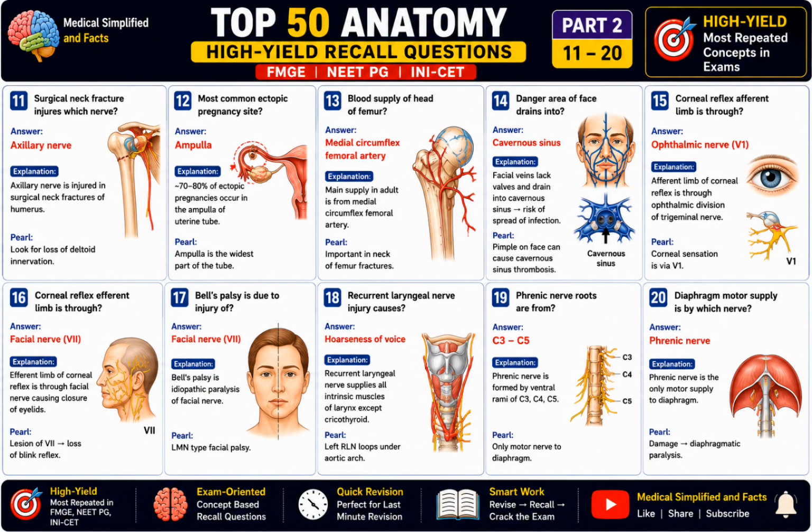Question 12. What is the most common ectopic pregnancy site? Answer: the ampulla of the uterine tube. Around 70 to 80% of ectopic pregnancies occur here, since the ampulla is the widest part of the tube.